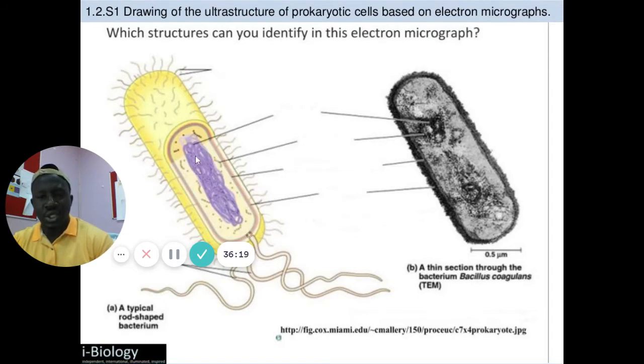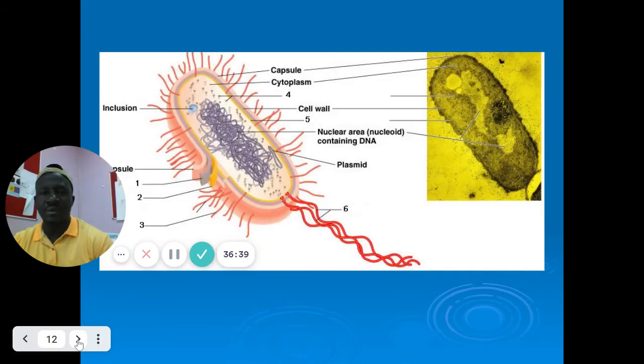You can see a nucleoid, you can see the plasmid, you can see the peptidoglycan, which is the cell wall, you can see the flagella. So let's see if you got it right. You can pause the video and try to label, then you can tell me.